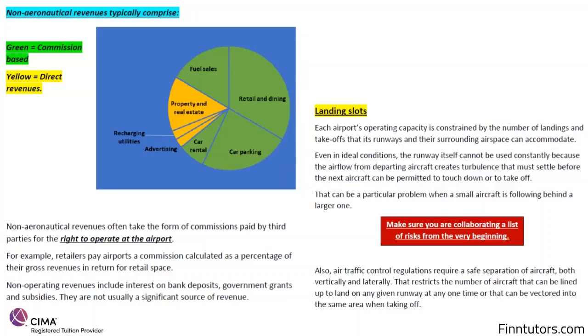If something goes wrong and the air traffic control gives a go-ahead, then it creates a big risk for you as an airport operator. Also, air traffic control regulations require a safe separation of aircraft both vertically and laterally. That restricts the number of aircraft that can be lined up to land and those who are given permission to land and take off. So there are stringent rules that will be governing this industry as well, because it has to do with public health and safety.